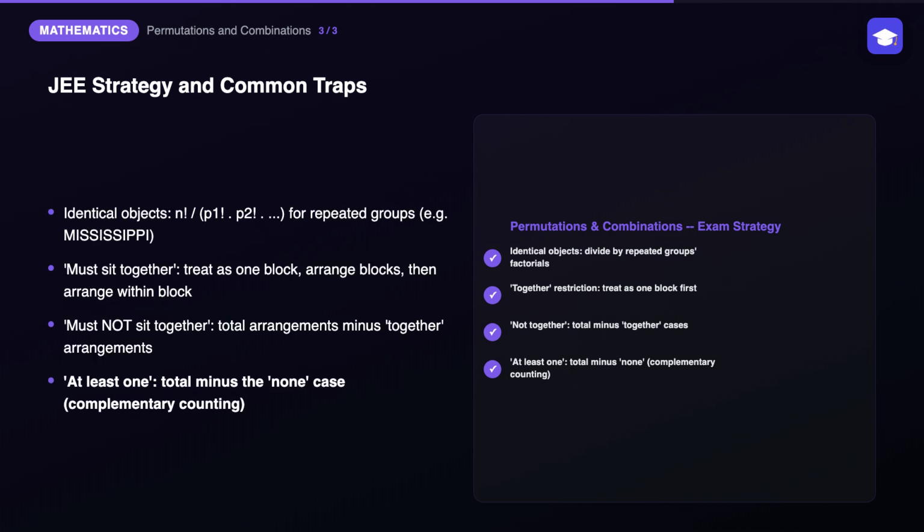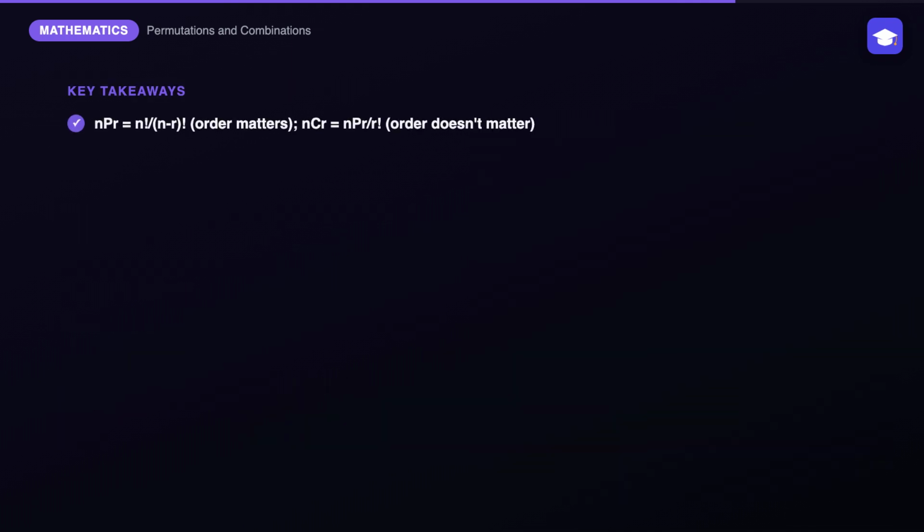Also remember the essential complementary counting trick. When a problem asks for at least one of something, it's frequently much faster to calculate the total number of possibilities and subtract the specific cases with none of that particular thing, rather than directly counting every single at least one case separately.